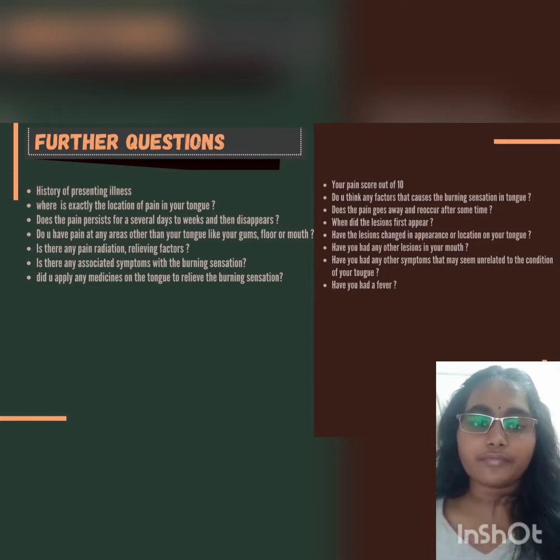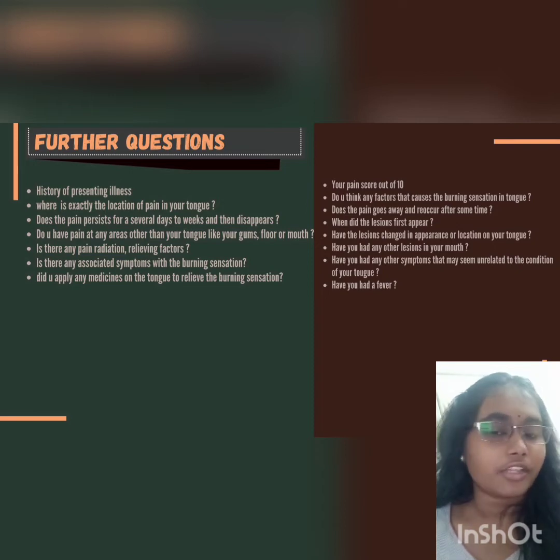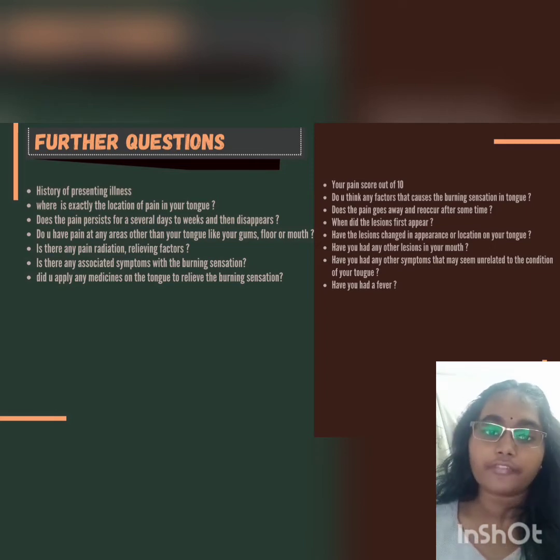Then I will proceed with the medical history of this patient. So I will ask the patient whether she has any underlying medical illness. Do you have diabetes, and if diabetic, are you insulin dependent? Do you have asthma? Do you have skin diseases like psoriasis? And do you have any joint diseases like Reiter syndrome?